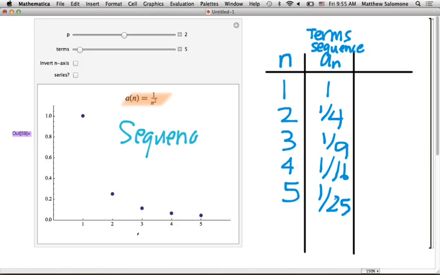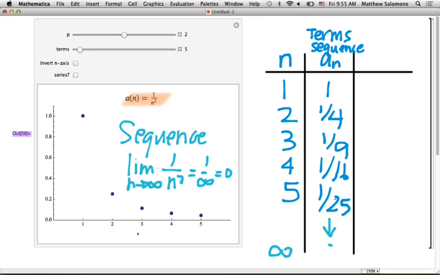The sequence converges to 0 because, well again, take the limit of the sequence as n goes to infinity, the limit of 1 over n squared. That limit is, quote unquote, 1 over infinity, again, and that's 0. So the sequence converges. I'm going to kind of put a little infinity symbol here and a little arrow. And we can be pretty confident that the sequence converges to 0.